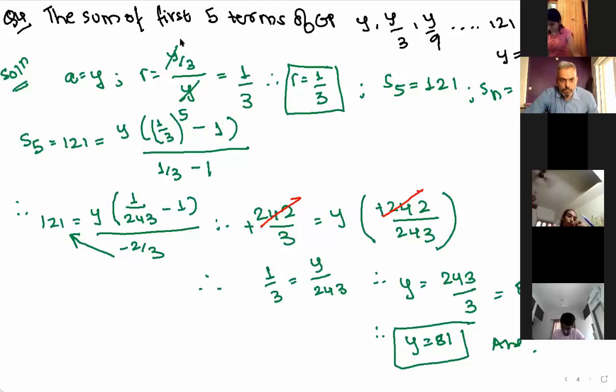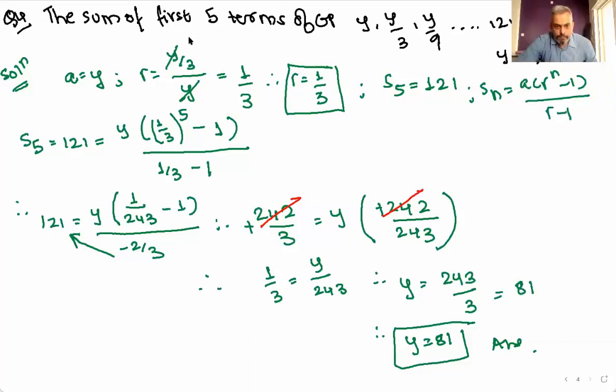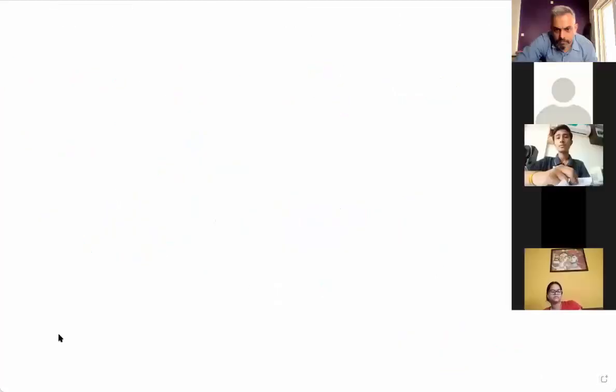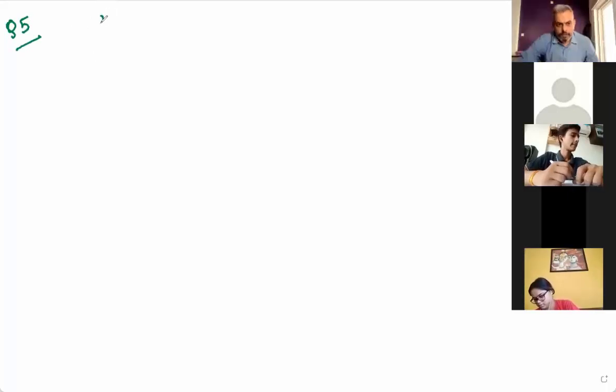Proceed now. Okay. Now question number 5. Interesting one. For a geometric progression, S4 is equal to 10 S2. Find R.